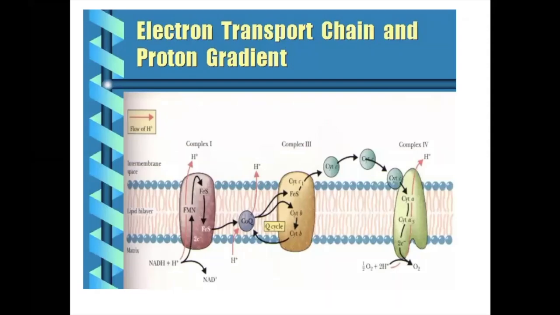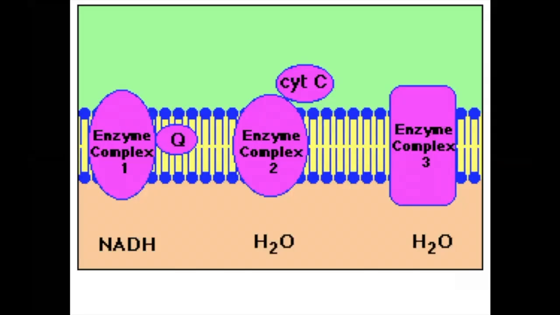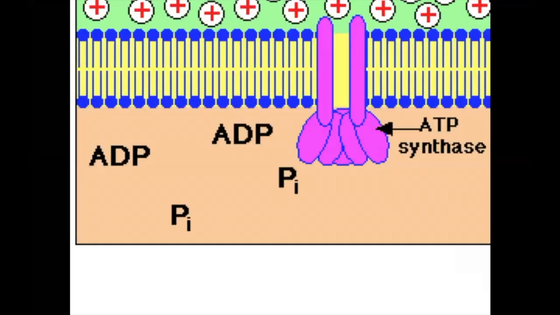So here is a lifted diagram showing you the different complexes inside the inner mitochondrial membrane. Now here is also showing you a representation of the enzyme complexes within the inner mitochondrial membrane. Now here on your far right is ATP synthase. This is complex 5, ATP synthase.